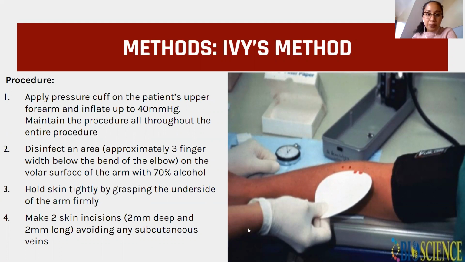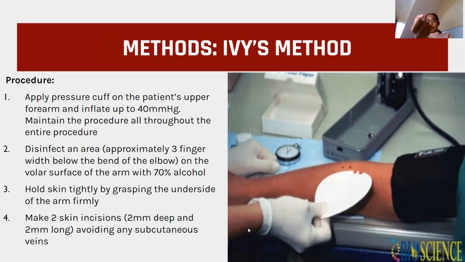We have Ivy's method. So Ivy's method is the one in your experiment number 4. For the capillary fragility test, the blood pressure cuff is set at 100 millimeter mercury. So class, sa Ivy method, 40 lang, ha? So apply the pressure cuff on the patient's upper arm. Inflate it up to 40 millimeter mercury. So maintain the pressure all throughout the entire procedure.